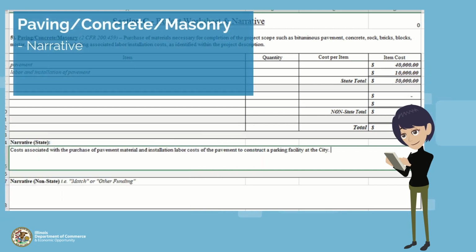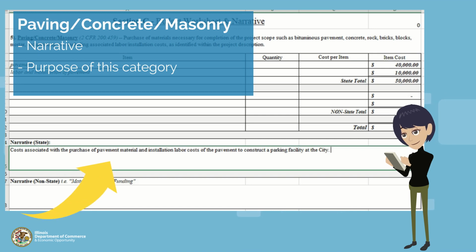In the narrative state box, we will describe the line item's purpose in this category by writing costs associated with the purchase of pavement material and installation labor costs of the pavement to construct a parking facility at the city.